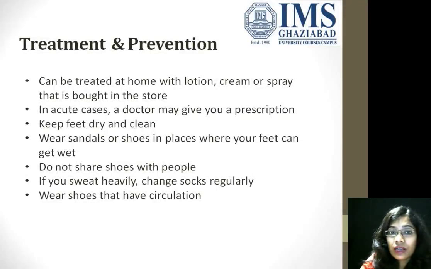Treatment and prevention. It can be treated with medication as well as at home. It can be treated at home with lotion, cream, or spray. In acute cases, a doctor may give you a prescription. Keep your feet dry and clean. Wear sandals or shoes in places where your feet can get wet. Do not share shoes with other people. Wear shoes that allow circulation. If you sweat heavily, change socks regularly.